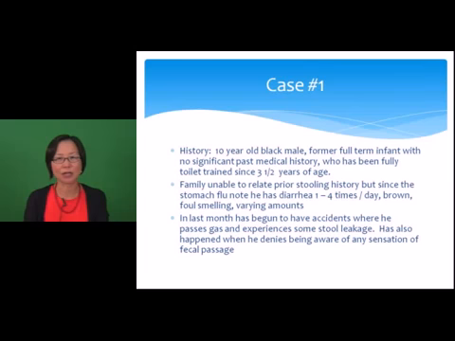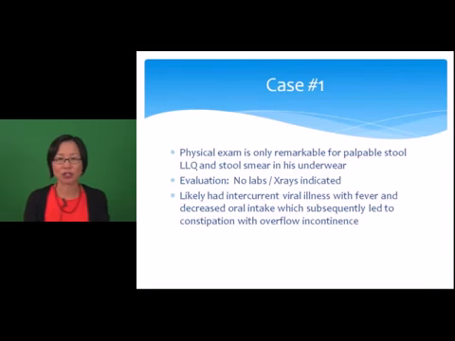Since then, they noted that he was having diarrheal stools, 1 to 4 times a day, that were brown, foul-smelling, of varying amounts. And in the last month, he was starting to have accidents where he would pass gas, and unbeknownst to him, he would also have some stool leakage. He was unaware that this was even happening. His physical examination is only remarkable for palpable stool in the left lower quadrant, and he does have fecal soiling in his underwear.